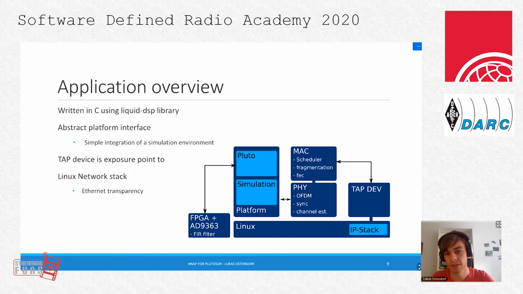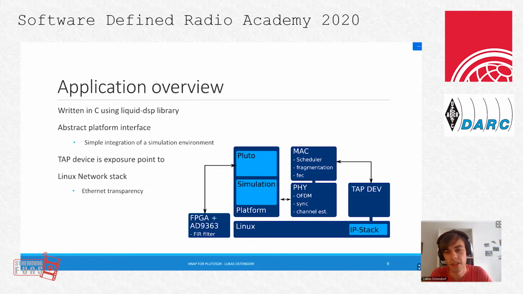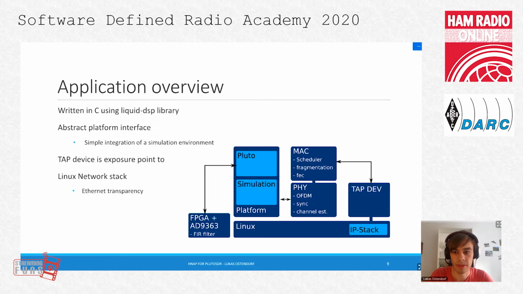Then the basis of our application is an abstract platform interface. So we have some well-defined interface functions to our PHY layer, which makes the whole platform interchangeable. So it would be possible to switch from a Pluto SDR to another SDR. But also, very important, it allows us to have a simple integration of the simulation environment. So we wrote a basic simulation which includes Rayleigh fading, multipath, and Gaussian noise to test how well our PHY and MAC layer work.